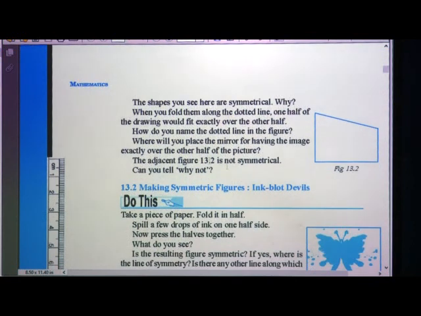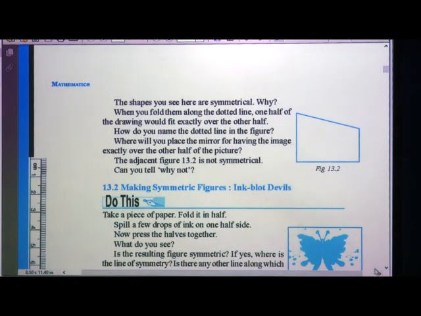The shapes you see here are symmetrical. Why? When you fold them along a dotted line, one half of the drawing would fit exactly over the other half. How do you name the dotted line in the figure? Where will you place the mirror for having the image exactly over the other half of the picture?